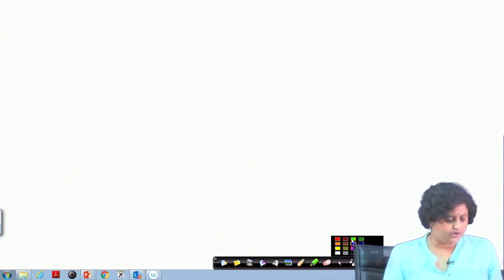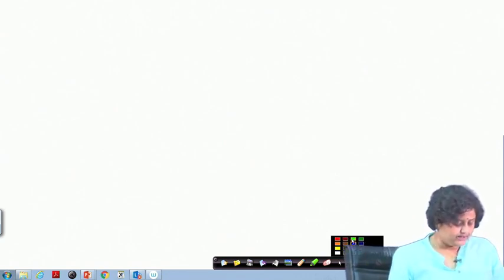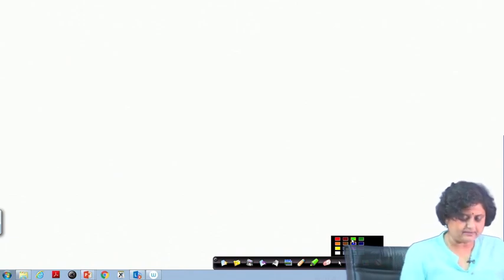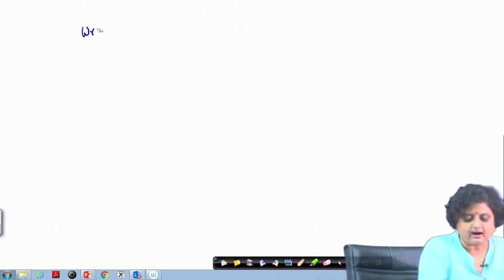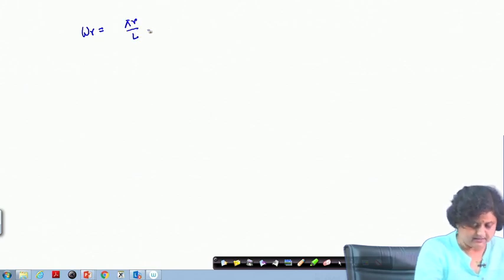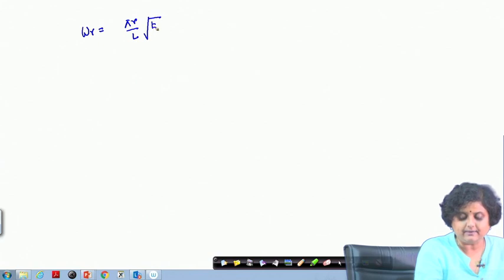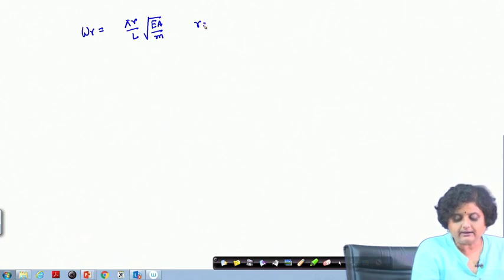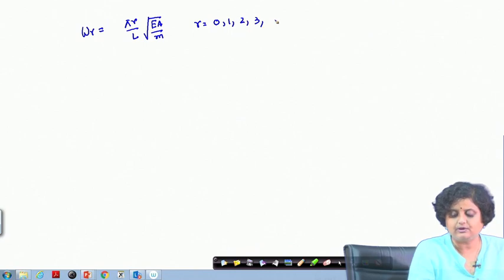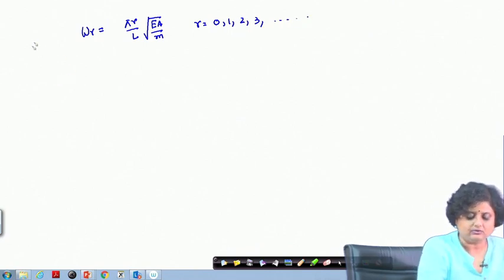So, let us find out what is omega r and what is phi r for a free rod. So, for a free rod, if I find out the natural frequency and mode shape, omega r is going to be pi r by L root over E A by m, where r can be anything between 0, 1, 2, 3 and so on. So, this is the natural frequency. Mass normalized mode shape.